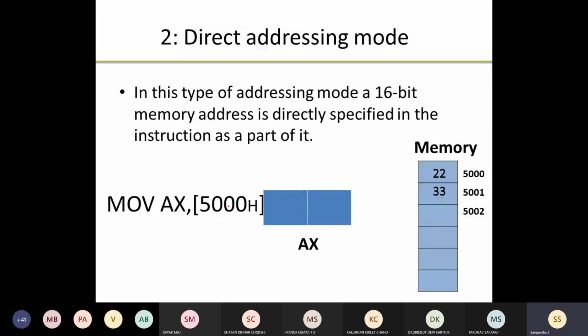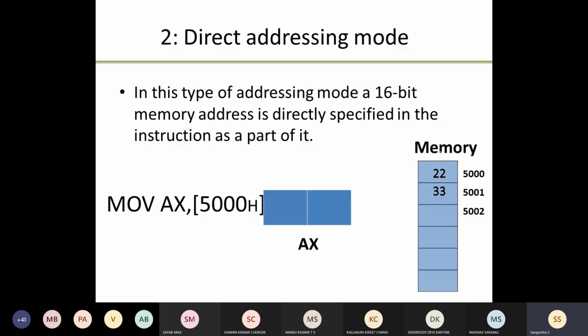Next one is direct addressing mode. Here, when you give a square bracket, it indicates an offset address, which directly specifies that the data is present in some memory location. You have to get the data from this specified address, and that will be moved to the AX register. For example, MOV AX, with an offset address given. Using this offset address, we have to go to the location.